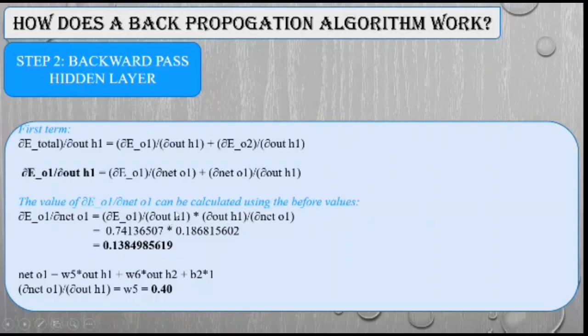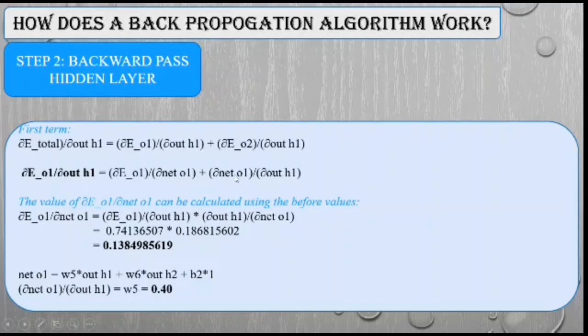Here also, when you cancel these two terms, you get the same as what you have in the LHS. But these two values you have already calculated in the first backward pass. So simply substitute those values, and finally we get the value for partial differentiation of EO1 with respect to net O1 as 0.13. Here we got the value for the first term of this equation.